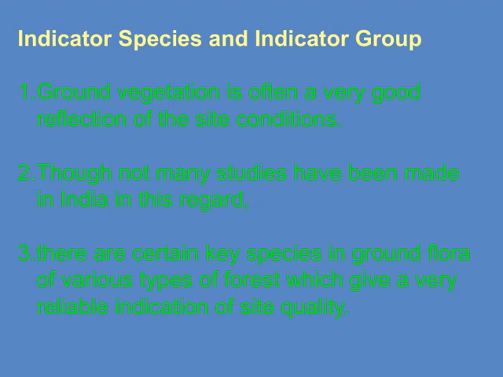By identifying and understanding these indicator species and groups, we can make more informed decisions about forest health, conservation priorities, and management practices. This approach ties into the broader theme of using biological indicators to gauge ecosystem conditions, which is essential for sustainable forestry and conservation efforts.